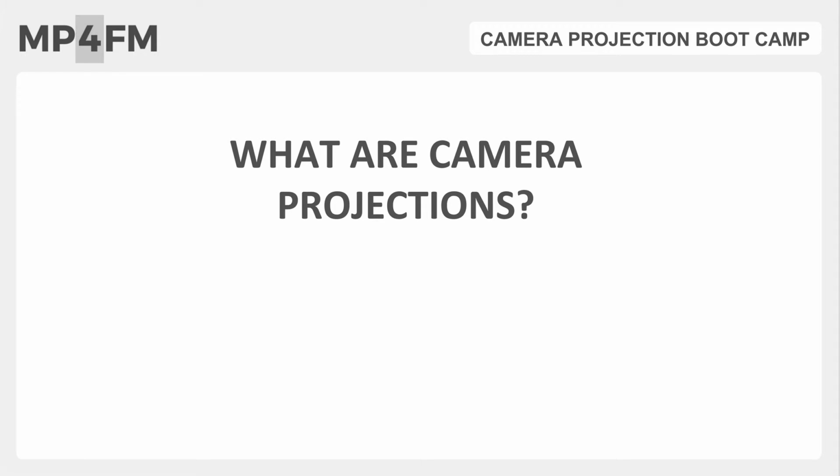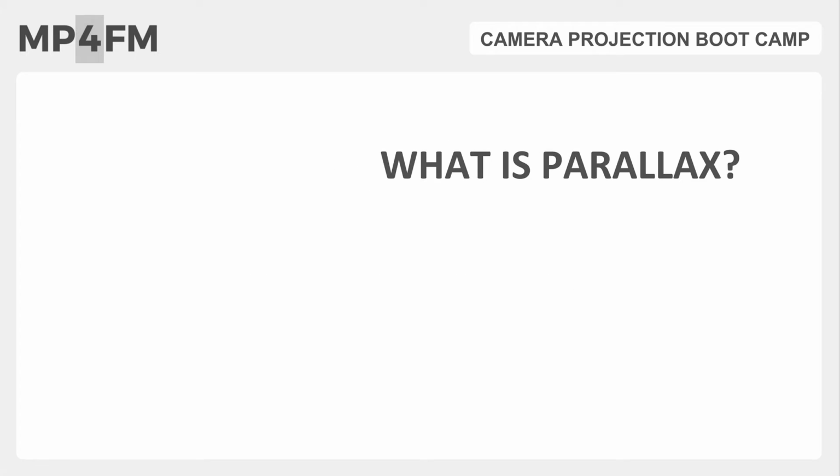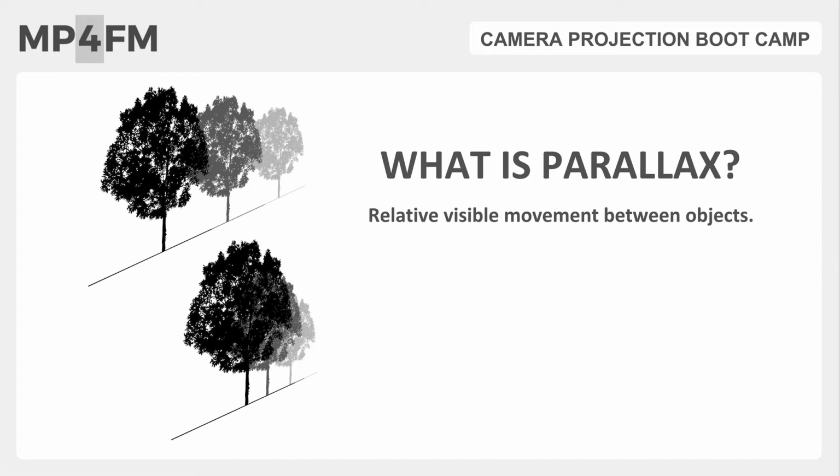So to kick off our camera projection course, let's ask the question, what are camera projections? Simply put, camera projections are a way of getting parallax from a 2D painting or a 2D image. And you may or may not be familiar with that word parallax. Well, parallax is the relative visible movement between objects. At least that's the definition for our purposes.